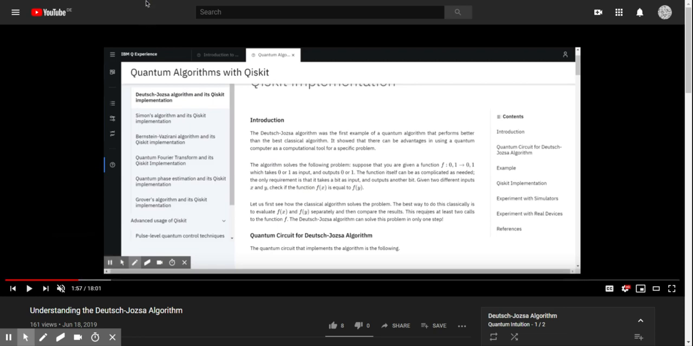So what is the problem statement? Given a black box, the oracle, the function takes... We are promised that the function is either constant, all zeros or all ones as outputs, or balanced. Let's determine if f is constant or balanced.